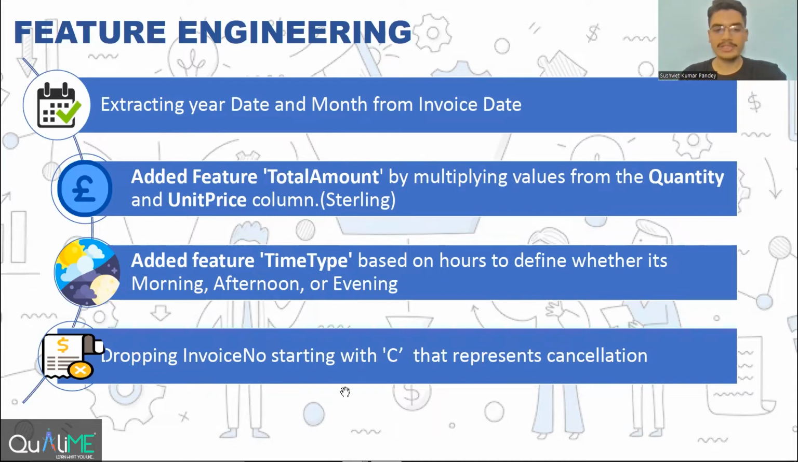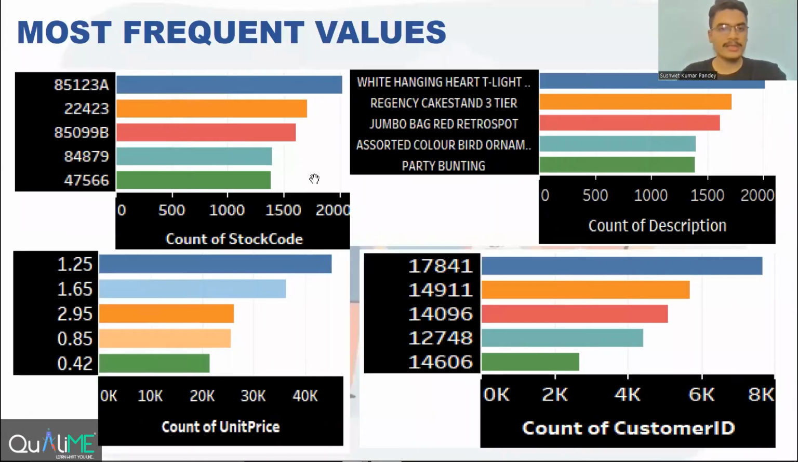Then we dropped all such records where the invoice number was starting with C because that was actually representing a cancelled transaction. We didn't want to include cancelled transactions for segregating the customers. We only wanted to include the valid transactions. So we dropped all such records.